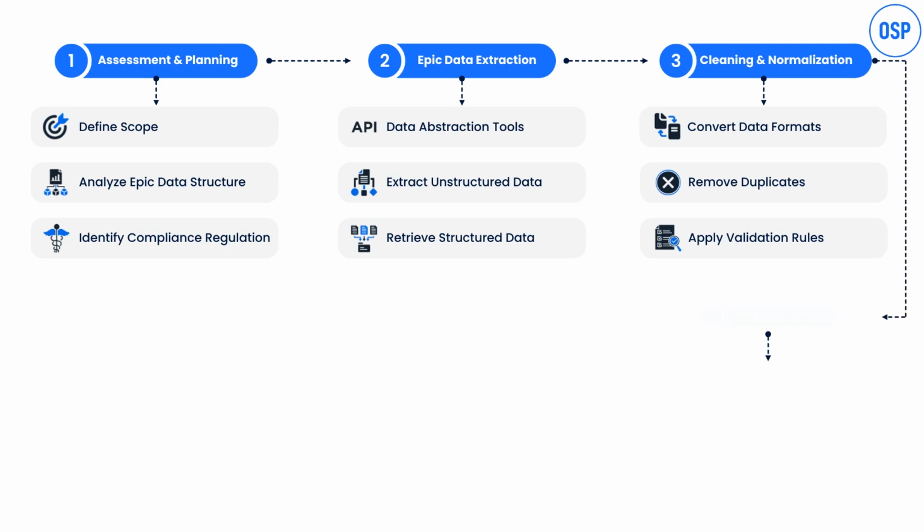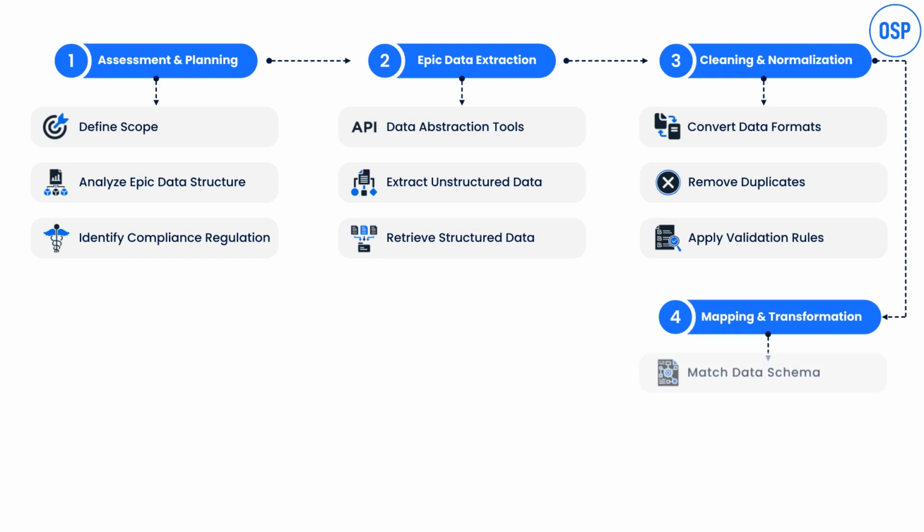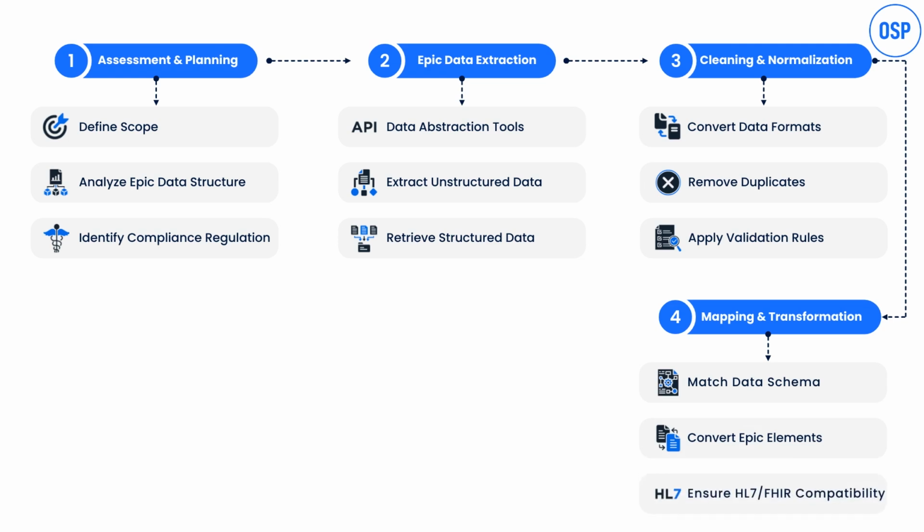Step 4. Data mapping and transformation. This step ensures Epic's data plays nicely with your new system. Align extracted Epic data with target schemas and terminology standards to maintain consistency. Map Epic-specific fields like flowsheets, encounters, and orders to the new EHR model. Ensure compatibility with HL7, FHIR, or custom data exchange formats. Misalignment here can lead to missing patient histories, billing errors, and broken workflows. No shortcuts.